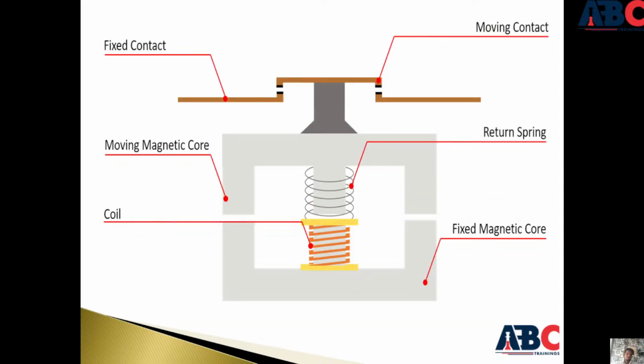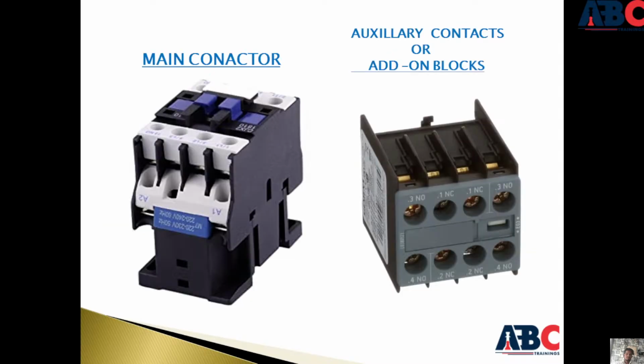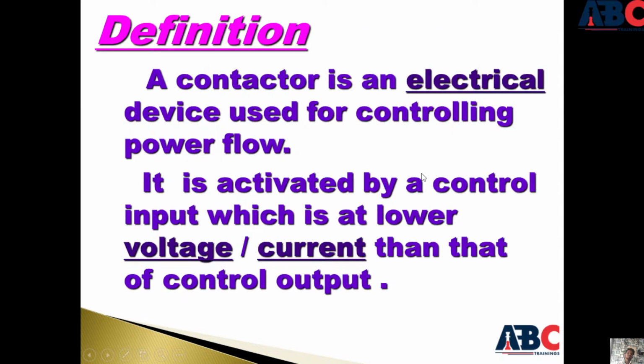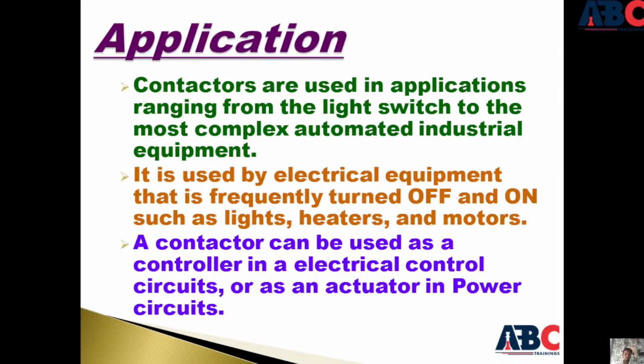These are the internal structure of the contactor. This is the main contactor and auxiliary contacts for add-on blocks. Definition: a contactor is an electrical device used for controlling power flow. It is activated by a control input which is at a lower voltage or current than that of the control output.